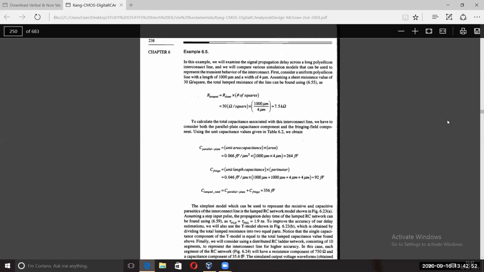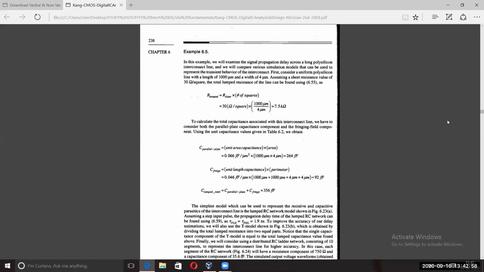So we are going to see the lump model and the distributed model. In lump, the T model and the L model. Okay. So this we'll understand with the help of an example. This example is taken from the CAN book. Okay, you can also find that. I'm directly sharing the example here, so you can see.